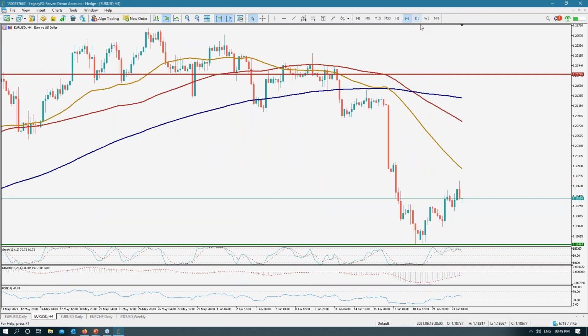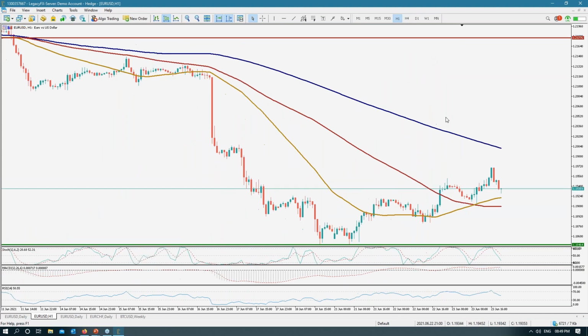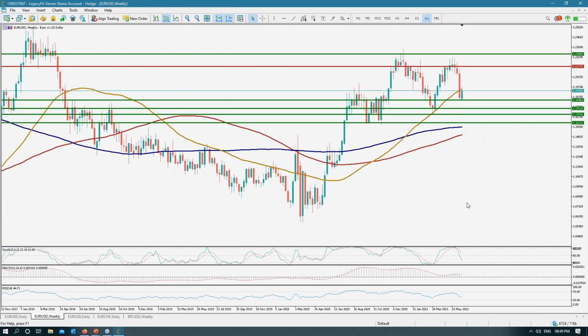In the 4 hours, it looks like this. In the 1 hour, it looks like that. Oh, I didn't do hours on this. So on a week, we have all the information we need. Right? It's trying to reset. We already know what it's going to do.